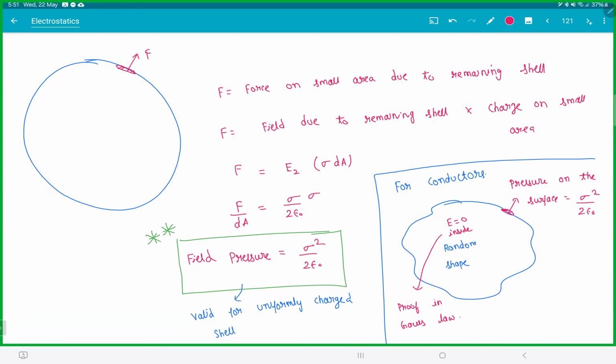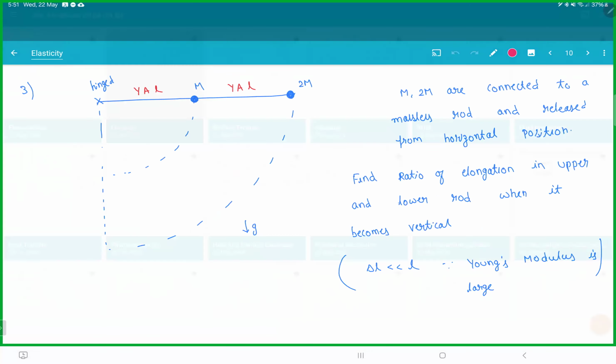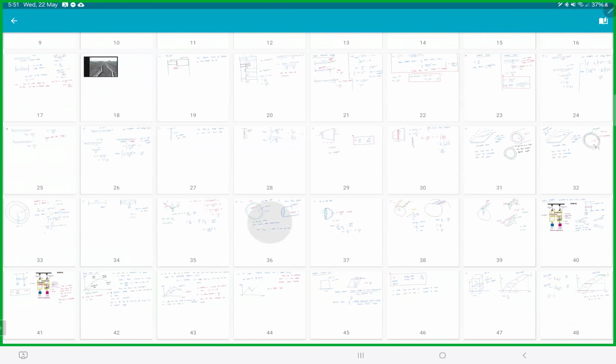I hope you're getting this point, everyone. So if you have a shell with a charge, because of its own charge, it will repel. It's like you beating yourself, right? And because of that, you generate a pressure on the surface. Now what to do? Then the question got over. Now this question becomes exactly like this question, isn't it?